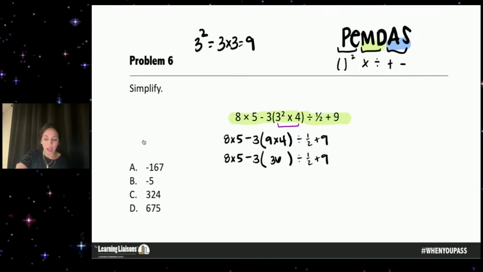Now, I'm going to keep everything the same. This is no longer parentheses because there's nothing to do to that 36. What I am doing is this is now considered multiplication. So now that I've done my parentheses and my exponents, I'm going to evaluate my multiplication and my division from left to right. So now I'm going to do 8 times 5 is 40. Keep everything else the same.